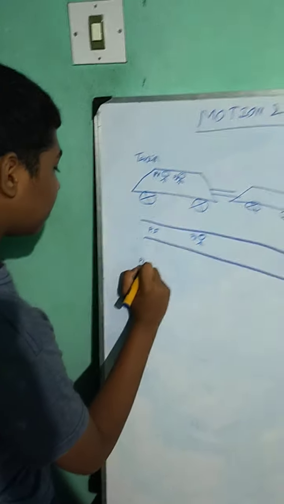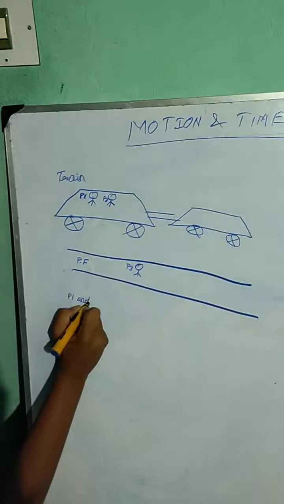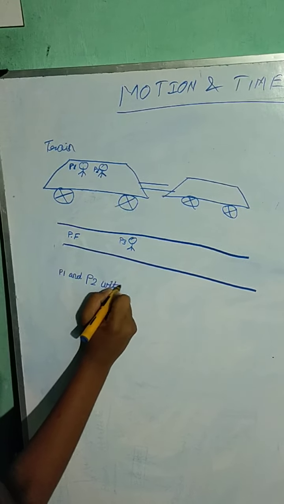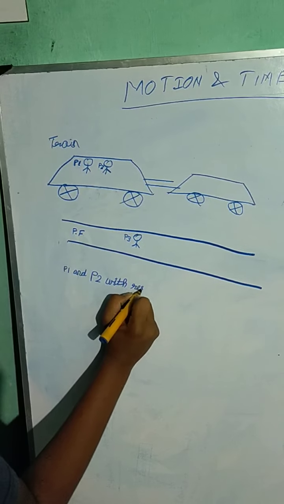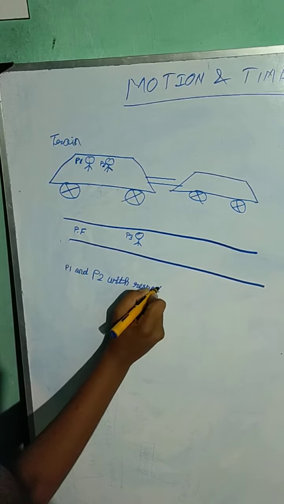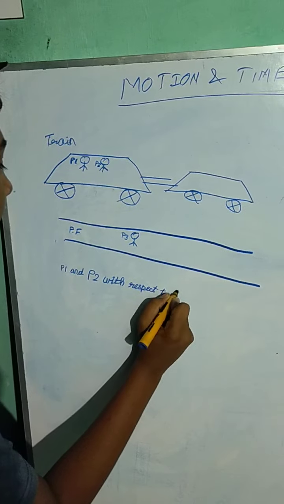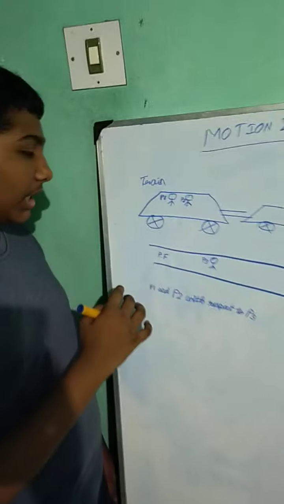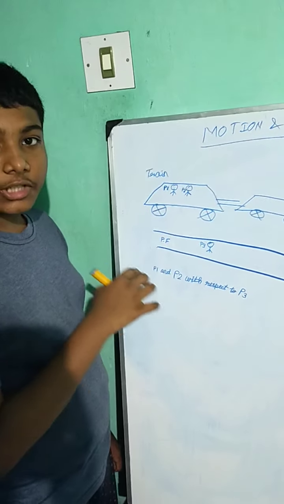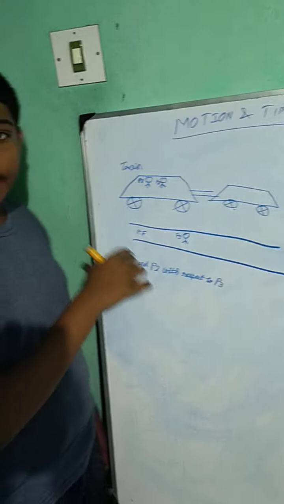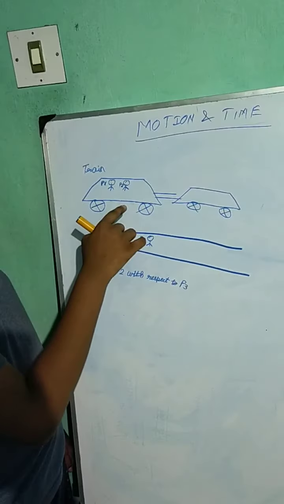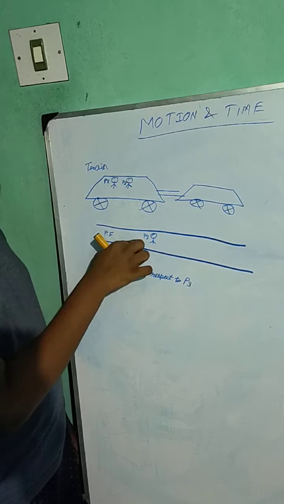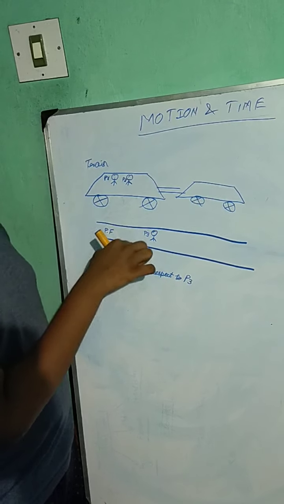Passenger 1 and passenger 2 with respect to passenger 3. Passenger 1 and passenger 2 are traveling in a train and passenger 3 is sitting on a bench on the platform. Passenger 1 and passenger 2 will be in motion with respect to passenger 3, who is sitting on a bench on the platform.